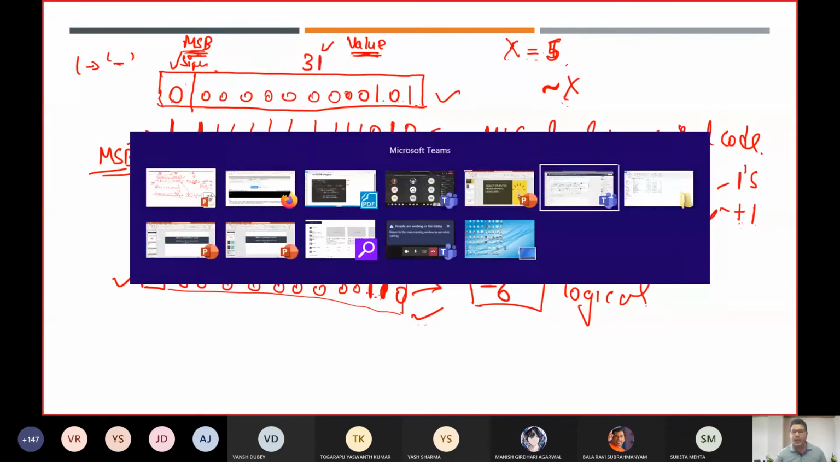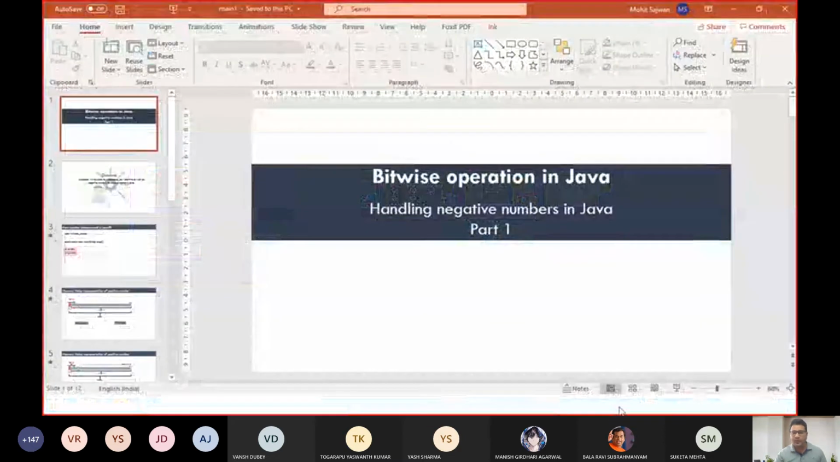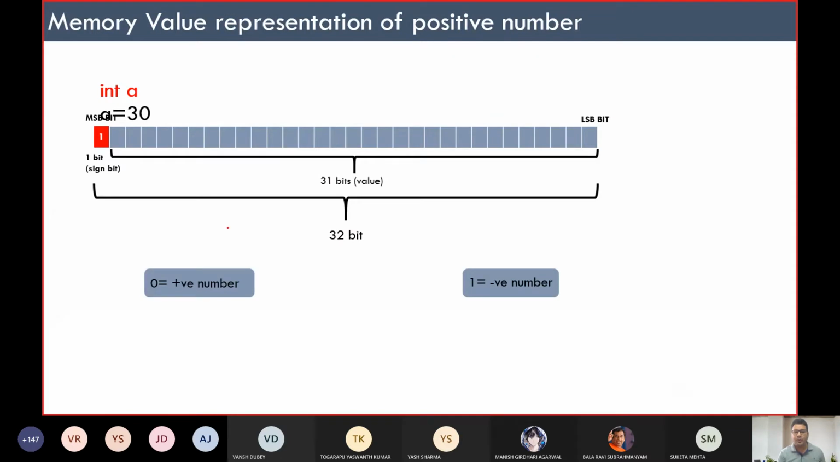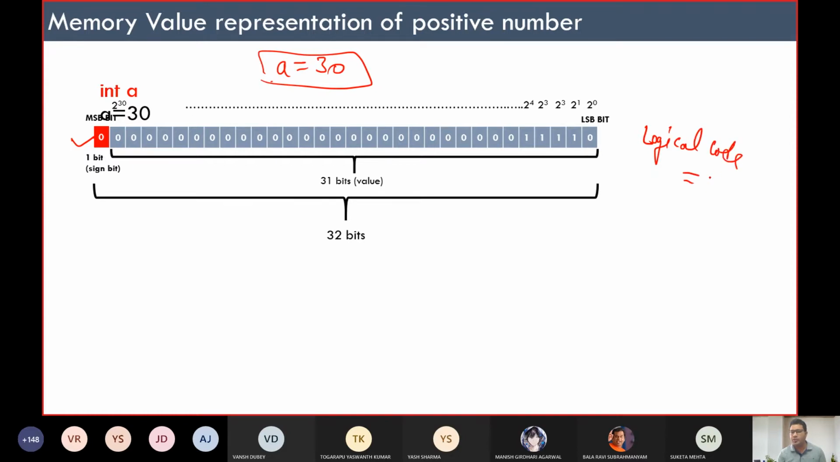I have also shown you this similar thing in the earlier PPT, here in this PPT. This is for positive numbers, where you don't need to worry about that part. For positive numbers, this bit will become 0, and this is how you can represent a equals 30 over there. For positive numbers, your logical code and your machine code are both equal to each other.